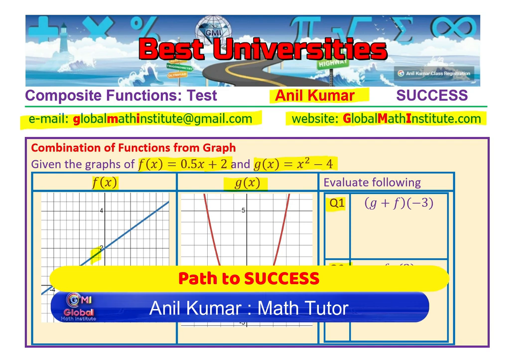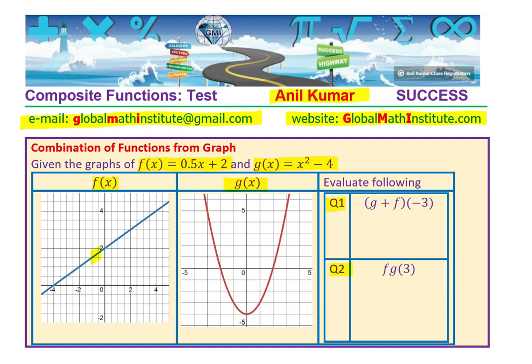Let's now begin with the solution of this particular question. We are given two functions. f of x is 0.5x plus 2 and g of x is x squared minus 4. Along with the equations, I've also taken up the graphs. Now, in the test, sometimes only equations are given, sometimes the graph are given. We'll try to see how to use either of them to answer the question.